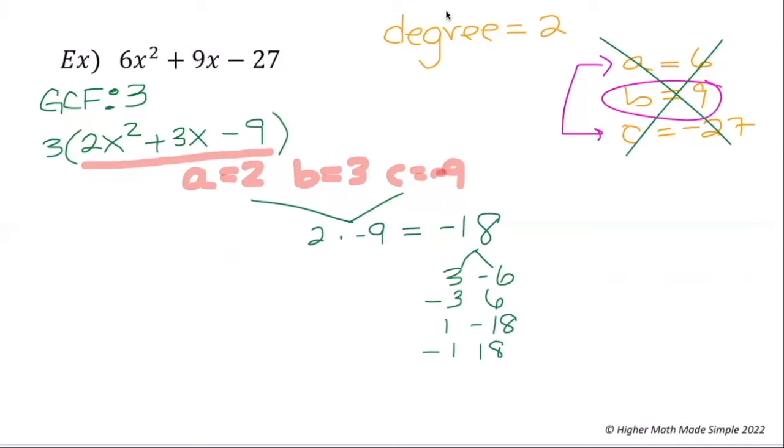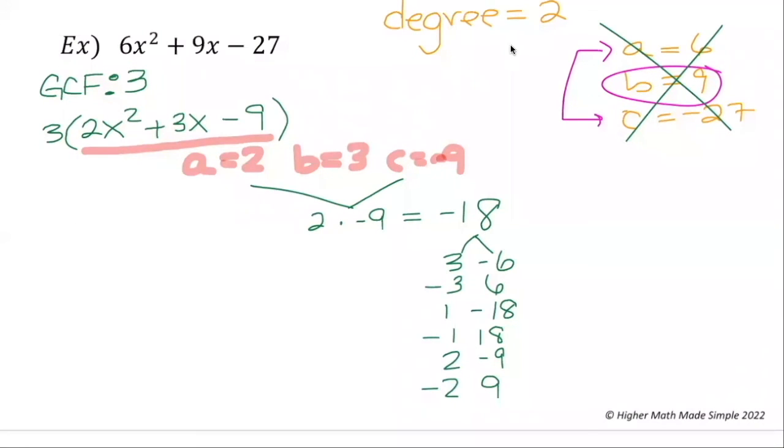Last but not least, we can do 2 times negative 9, or negative 2 times positive 9. So now it's time to go through each and every one of these and see which one adds up to B. Now, a reminder, we are not looking at this B. We're not looking to add it up to 9. This is the new guy here. We are looking to see which one of those adds up to positive 3.